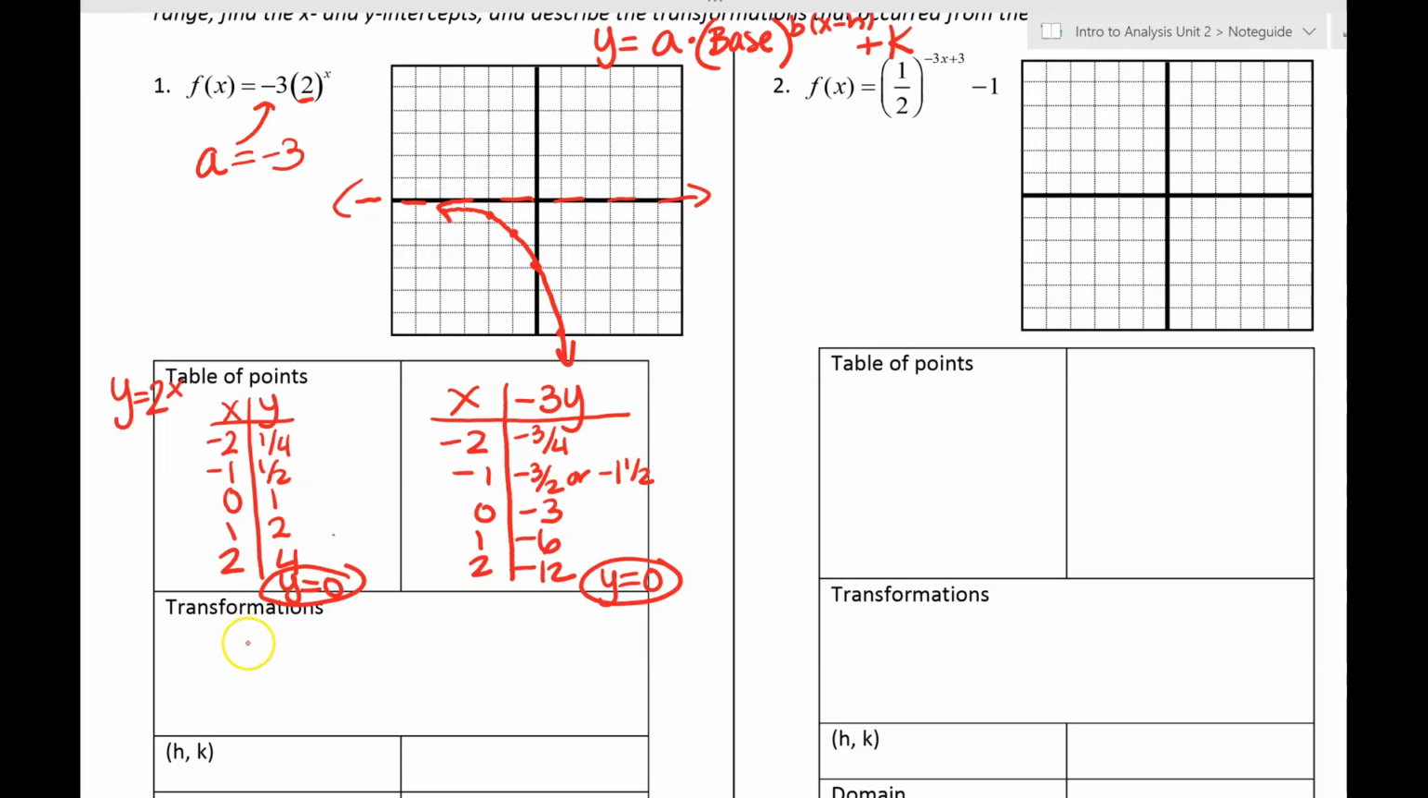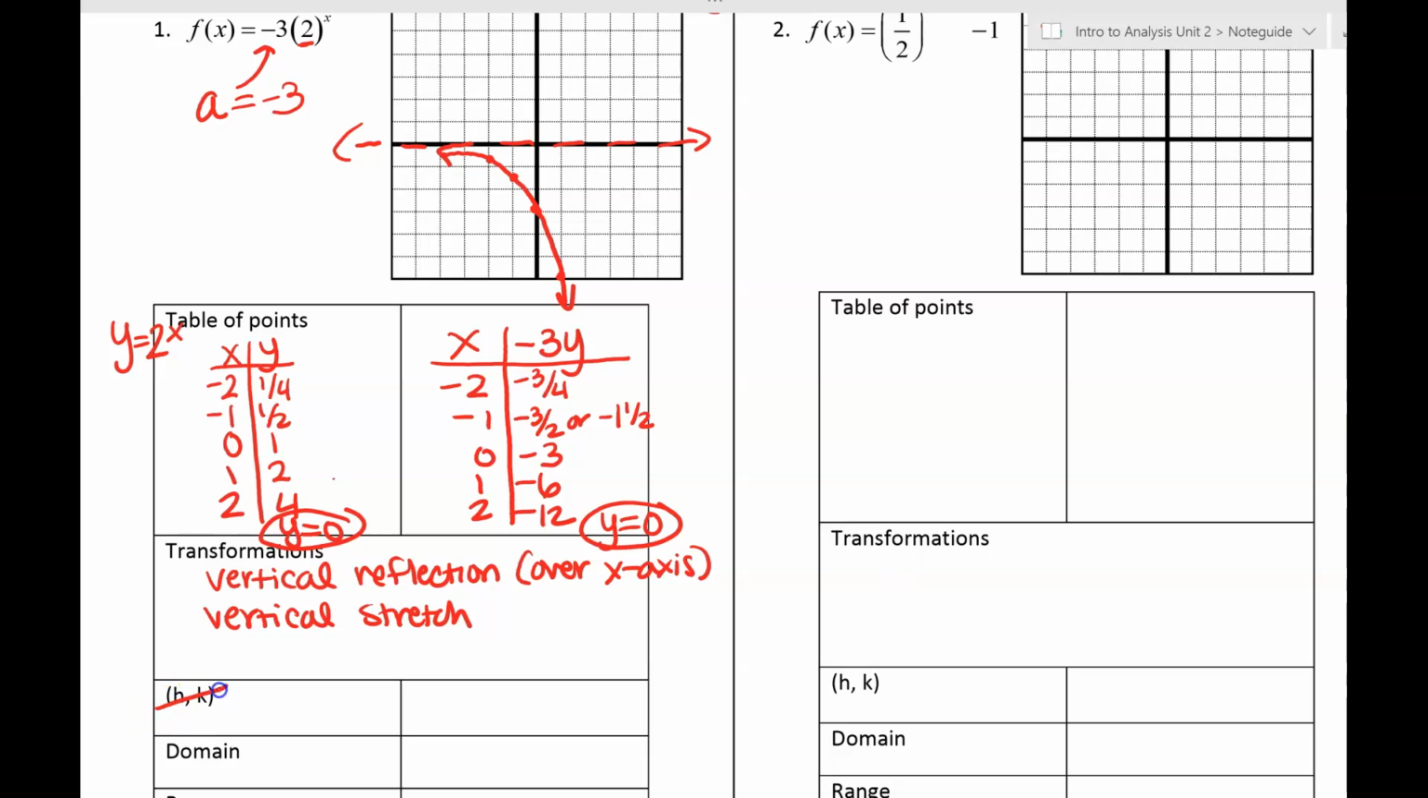A is being multiplied by a negative and a 3. So there is a vertical reflection because of the multiplication by the negative, or if you would rather say it, that's a reflection over the x-axis. And then there's also a vertical stretch because of the 3.